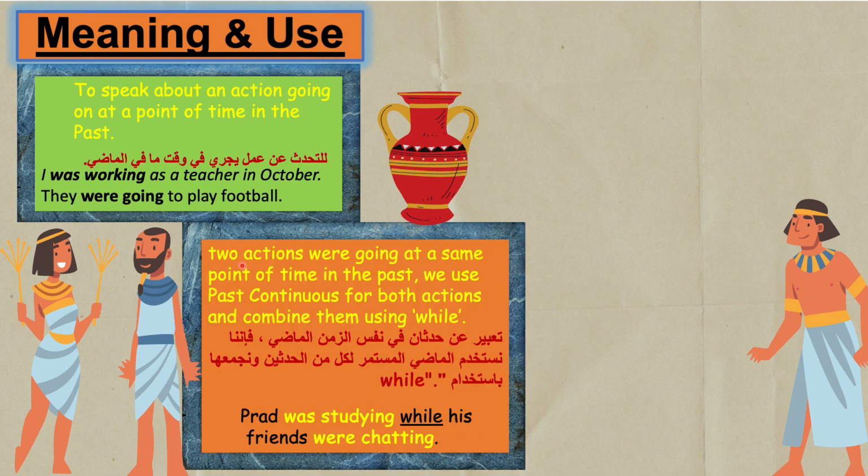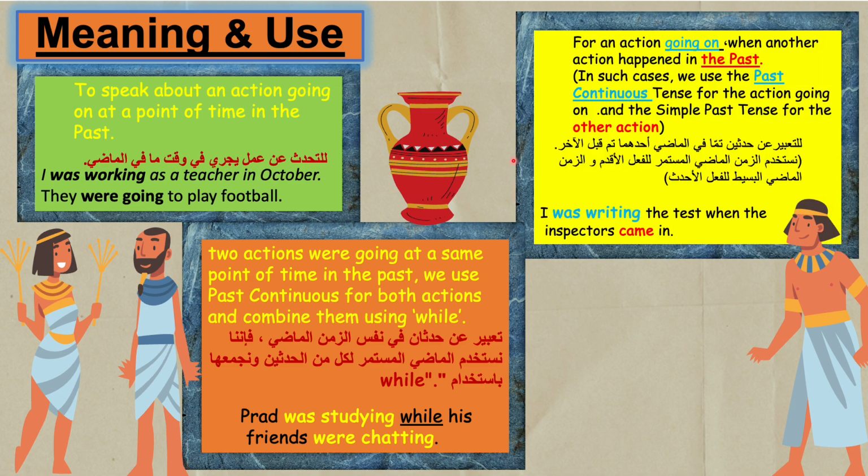We can use it also to talk about two actions going on at the same point of time in the past. We use past continuous for both actions and combine them using while. Brad was studying while his friends were chatting.